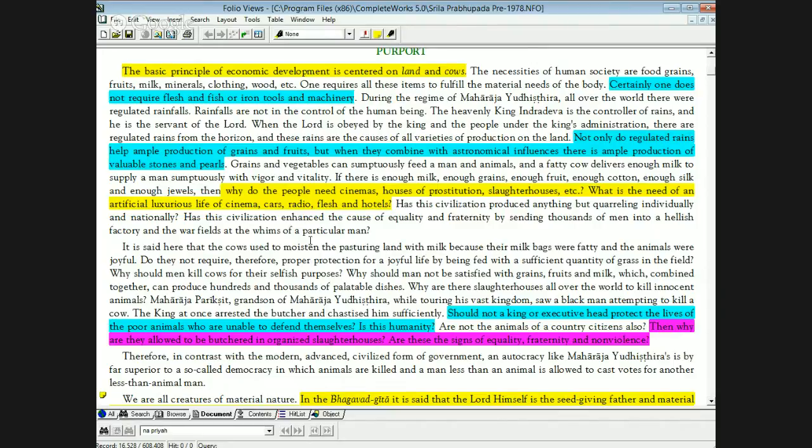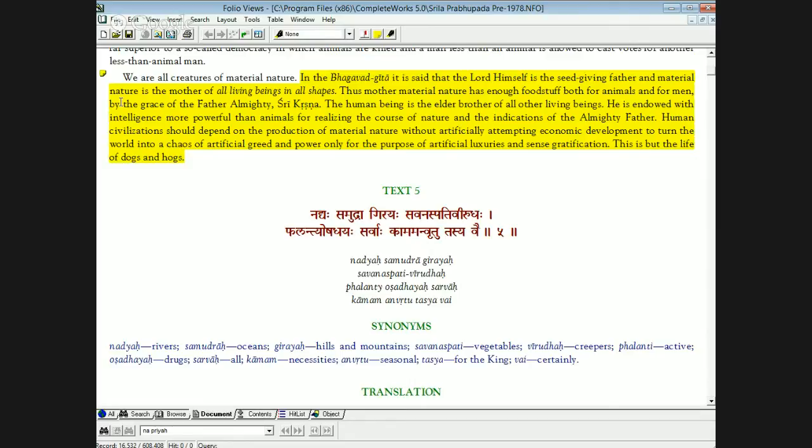We are all creatures of material nature. In Bhagavad Gita, it is said, the Lord himself is the seed-giving father, and material nature is the mother of all living beings in all shapes. Thus, Mother Material Nature has enough foodstuff both for animals and for men by the grace of Father Almighty Shri Krishna.